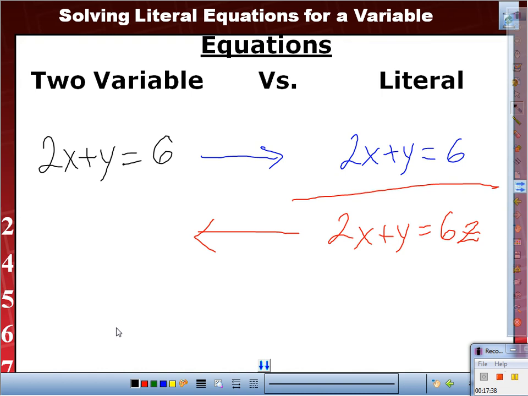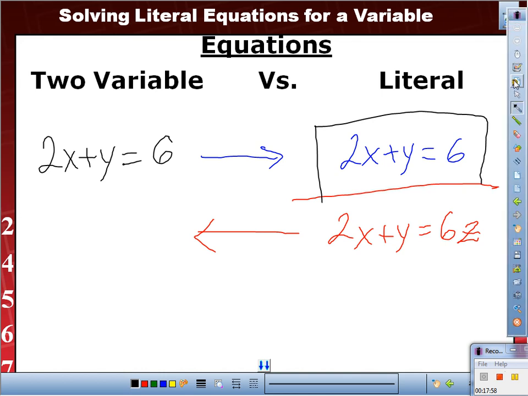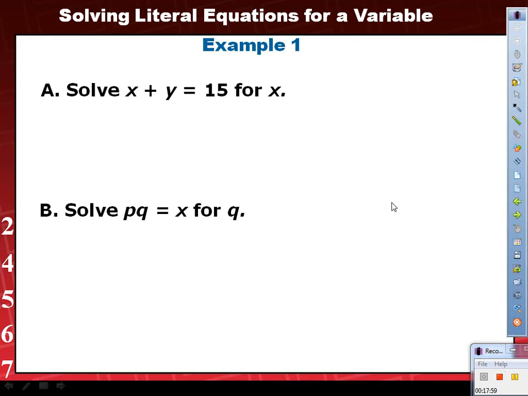All right, so what can we conclude? Can literal equations be two variable equations? Sometimes, only when they are what? Two variables. But other than that, no, because they contain more than two. Everybody got it? All right, do these next two by yourself. Example 1A and 1B. Let's see how you do.